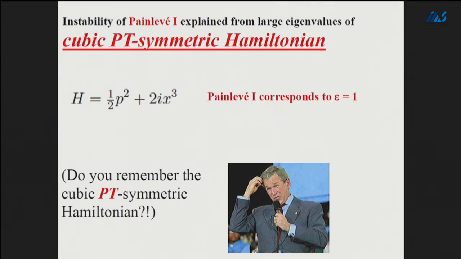I'll just say that the instability of Painlevé 1 amazingly can be explained by looking at the large eigenvalues of the cubic PT symmetric Hamiltonian. That is, Painlevé 1 corresponds to epsilon equals 1. And all you need to do is to use this theory. This theory is a linearization of the first Painlevé transcendent. Okay? So you remember the PT symmetric cubic Hamiltonian.